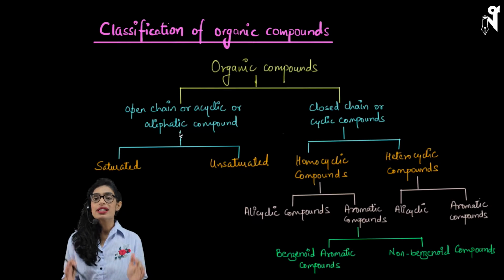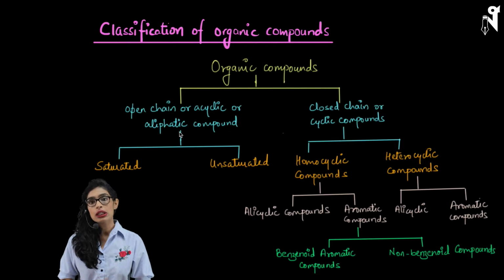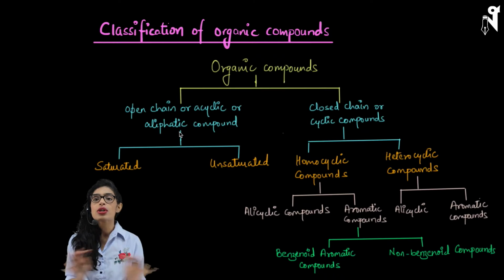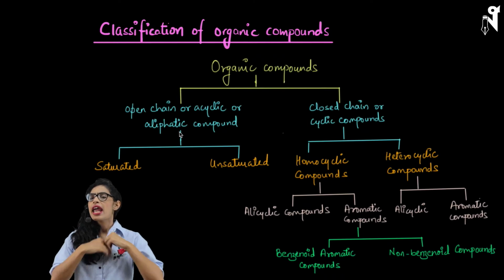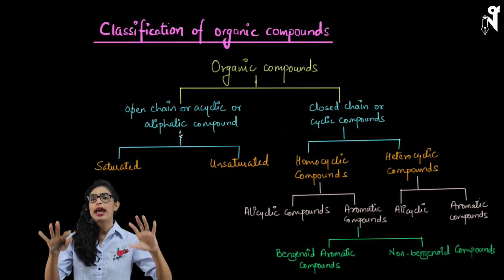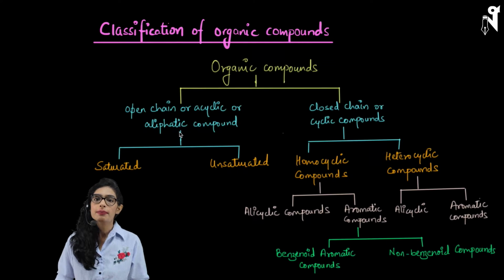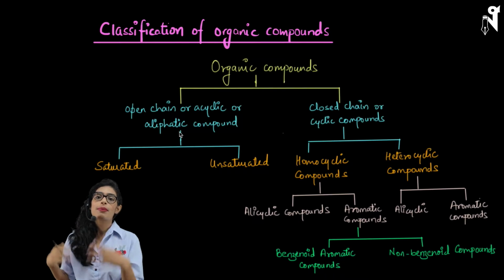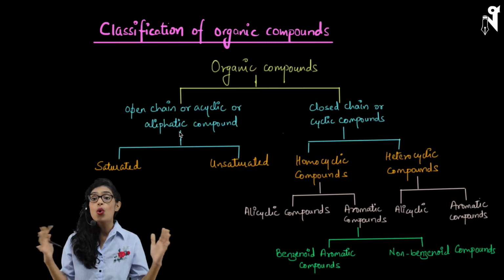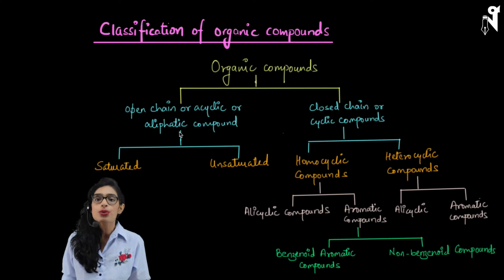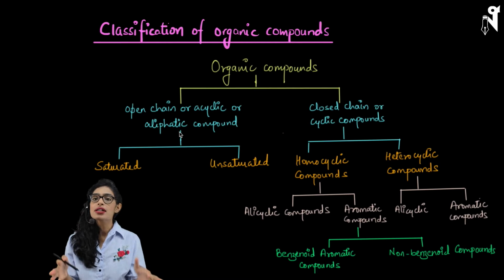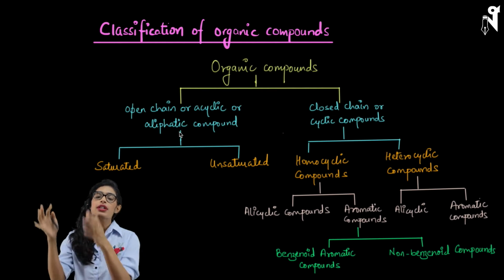First of all, we need to understand why classification is important. Classification is important because we have millions and trillions of organic compounds. Every living and dead organic matter is made up of organic compounds. We just cannot study about their properties like physical properties, chemical properties, appearances for so many compounds. So what we do to simplify our learning, we basically categorize the compounds in different categories.